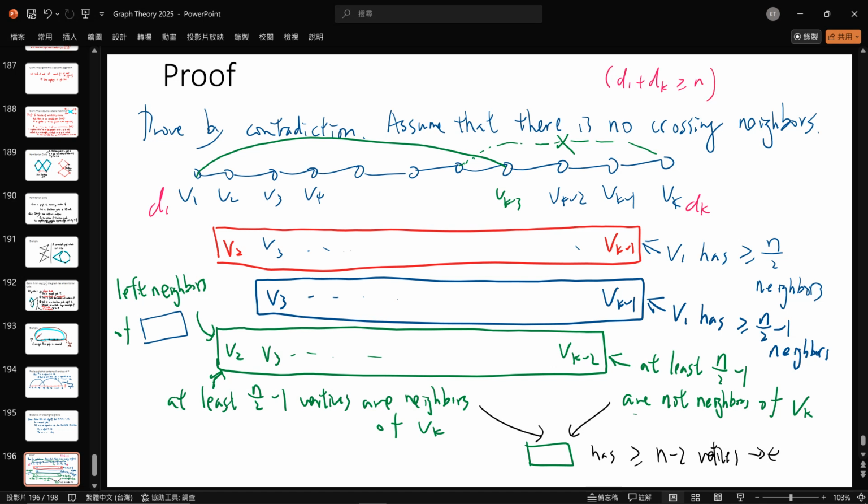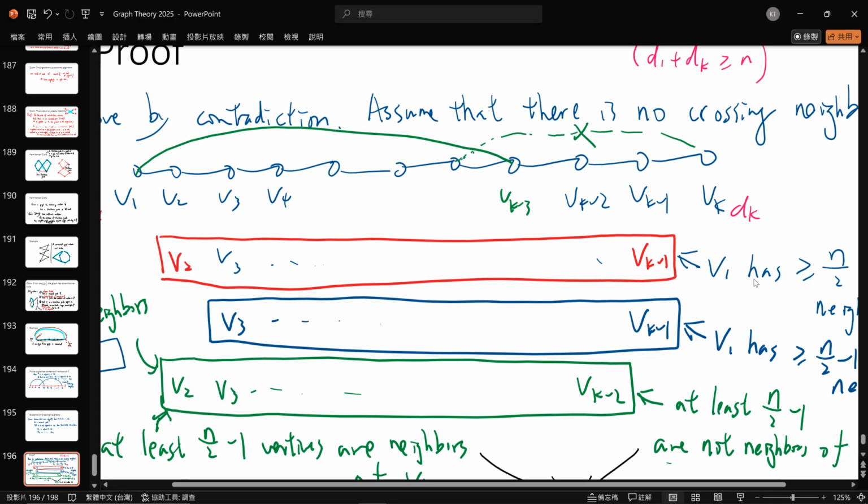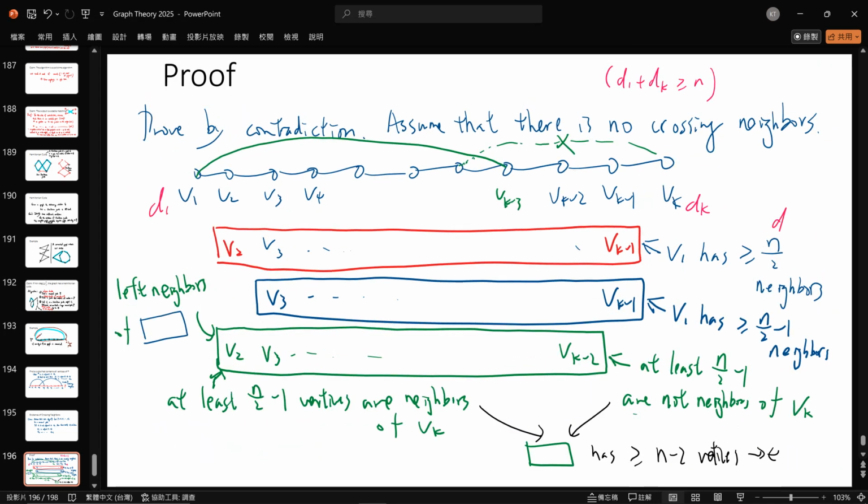And the same idea still applies, okay? So this n over 2 becomes D1, okay? So V1 has at least D1 neighbors in this red box, okay? So this, we just exclude V2, so this becomes D1 minus 1, okay? So basically, just replace n over 2 with D1, and you get the result.